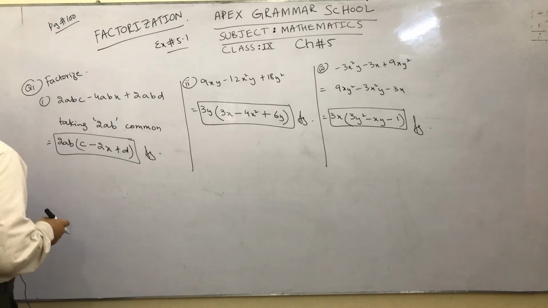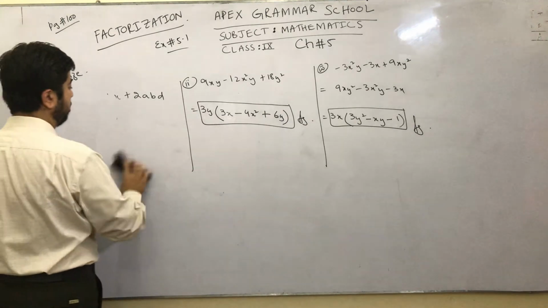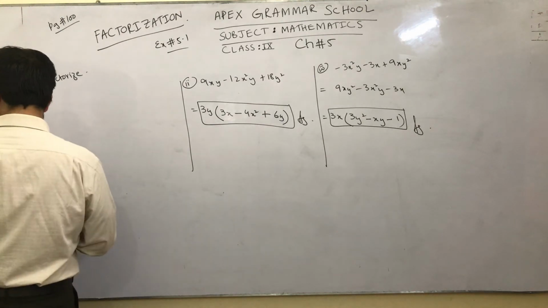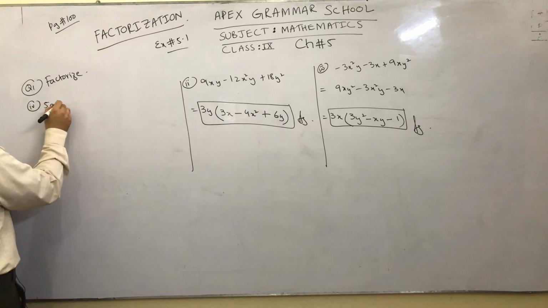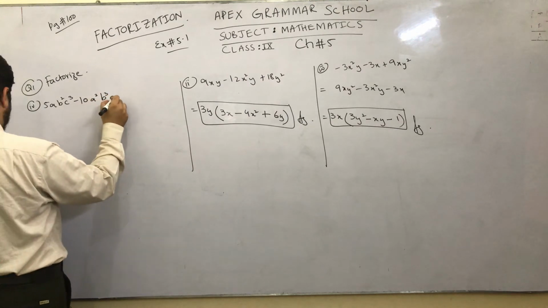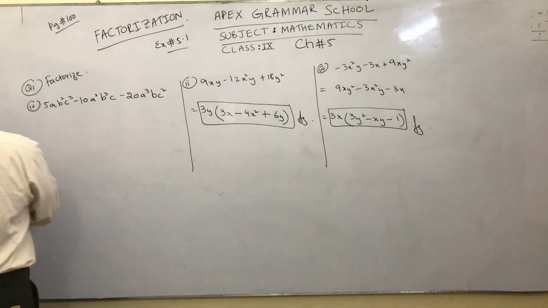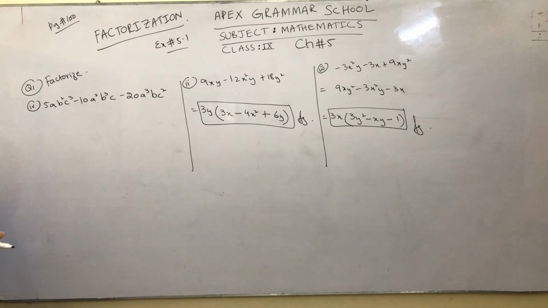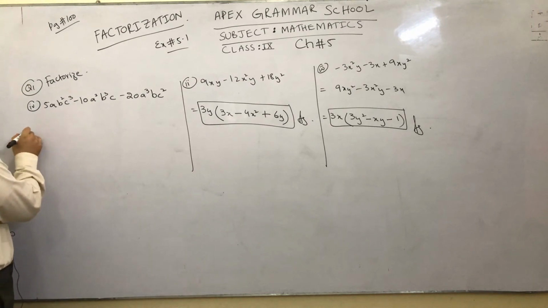After that, part 4. Now, you can see that within this expression, what thing is common here? 5 or multiple of 5. Yes, 5 is common here.